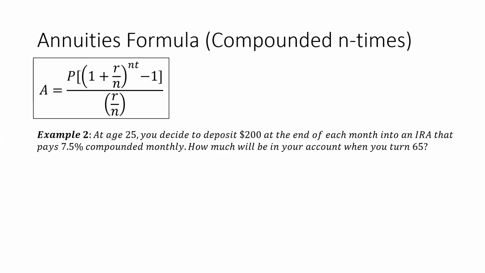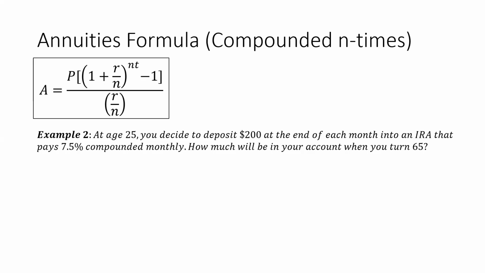So now we have a problem. At age 25, you just decide to deposit $200 at the end of each month into an IRA that pays 7.5% compounded monthly. How much will be in your account when you turn 65? So an IRA is a fairly common investment method, especially if you're not making an exorbitant amount of money. It's very nice because you don't get taxed as much up front as opposed to later. And that's all on the side. Anyways, you're just investing it into a retirement fund.